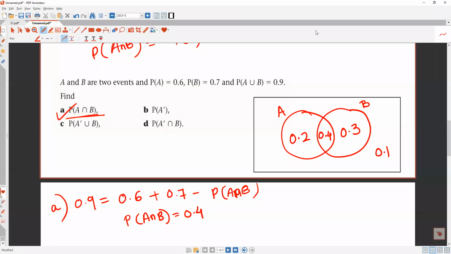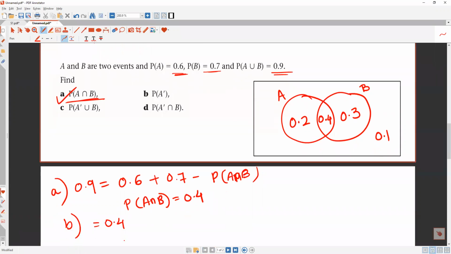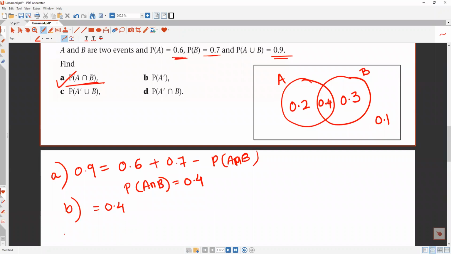Now let's do the next one. You have 0.1 outside, and you have 0.6, 0.7, and 0.9. Now let's do the B part. They said A complement, everything outside A. So what is outside the circle A? 0.3 and 0.1. So the answer is 0.4 for the B part. Very easy once you draw the Venn diagram. Let's do the C part. The C part is A complement union B. Now you should rough shade. Just rough shade and see what the answer should be.